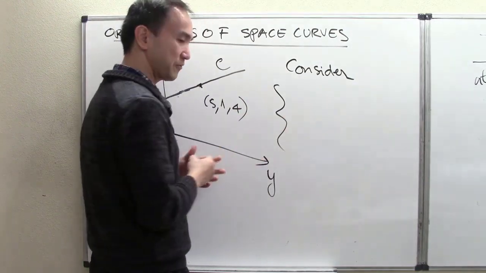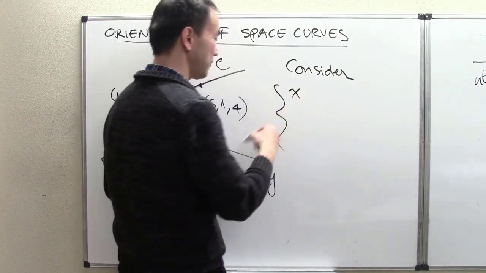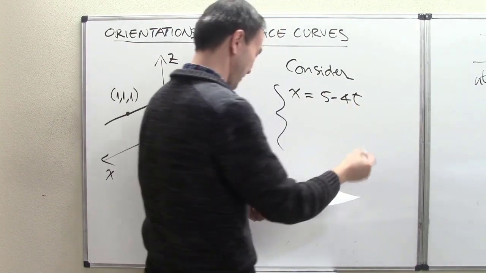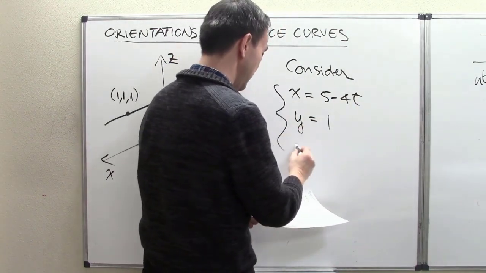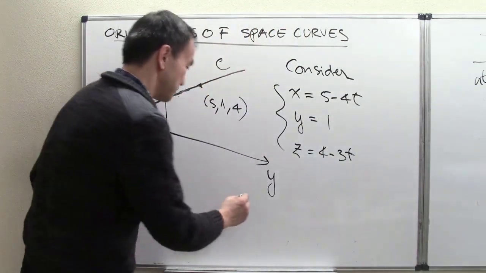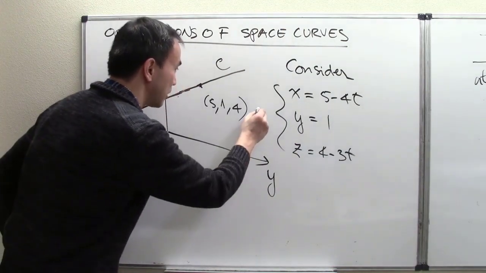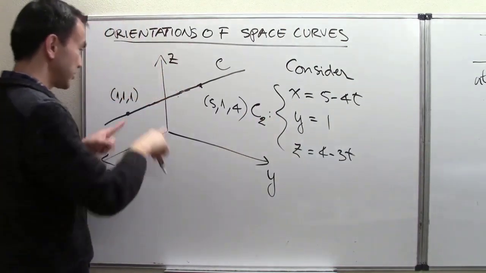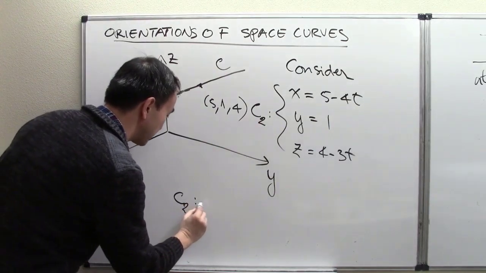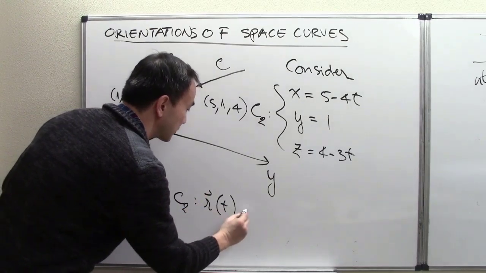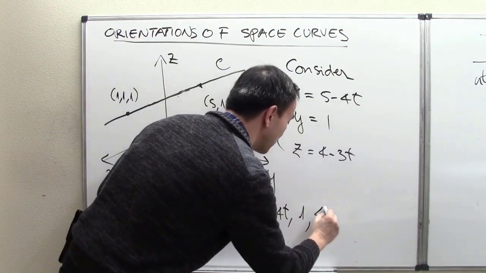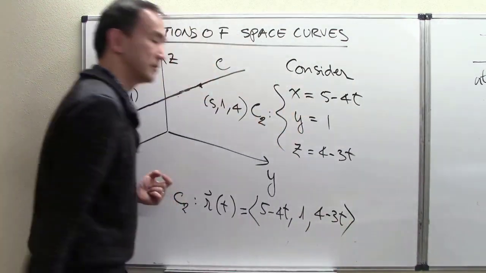So aside from what we've seen earlier, we can come up with the system of parametric equations as follows. x equals 5 minus 4t, y equals 1, and z equals 4 minus 3t. Or in vector form, you can call this parameterization C2. It's the same curve, but it's parameterization number 2 here. And you can see C2 as the vector valued function (5 minus 4t, 1, 4 minus 3t).